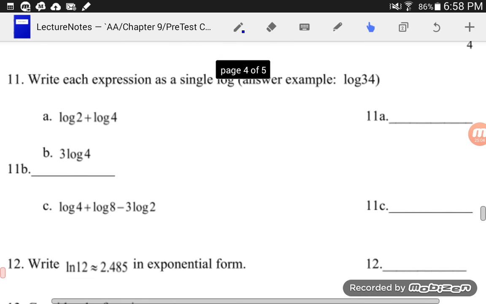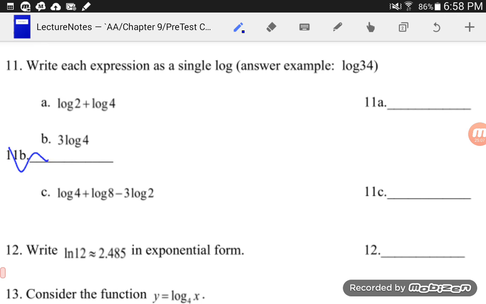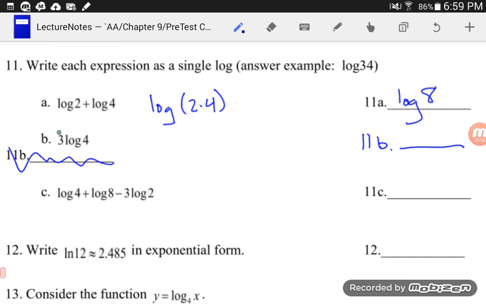Next up, write each expression. I'm sorry, 11b somehow ended up down there. We'll move it over here. Alright, write each expression as a single log. Example, log of 34. Well, there's a couple easy rules when we have two logarithms with the same base added together. What it equals is those two multiplied together, like so, if we're going to write it as a single logarithm, so it's log of 8. Here we can use that power property in reverse and put that back up into the exponent there. So 4 cubed is 64, so now we have the log of 64.